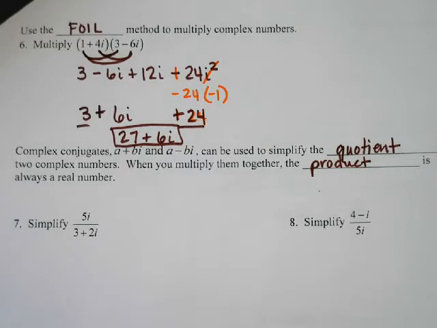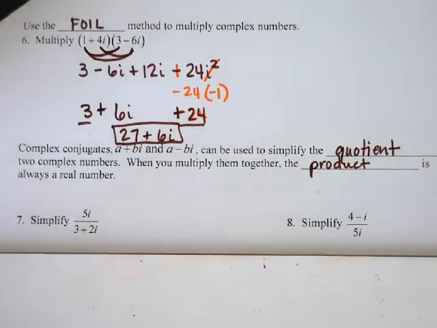So, look at number 7 there. It says simplify 5i divided by 3 plus 2i. Again, I'm going to show you what happens normally. Don't write this down. This is not correct. But I want to show you why it doesn't work.